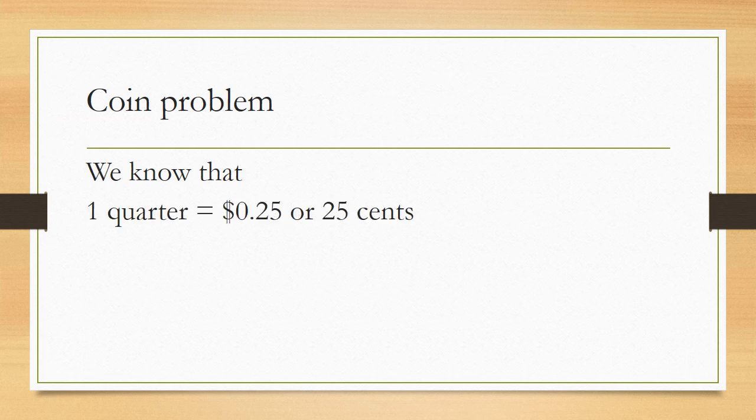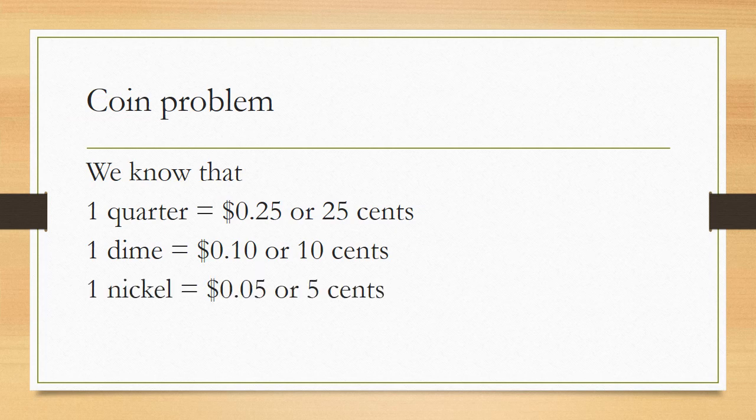Every quarter is $0.25 or 25 cents. Every dime is $0.10 or 10 cents. Every nickel is $0.05 or 5 cents. And every penny is worth $0.01 or 1 cent.